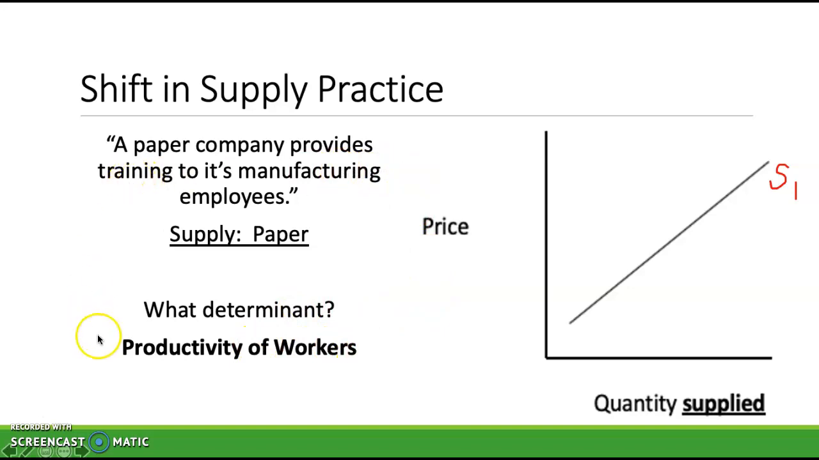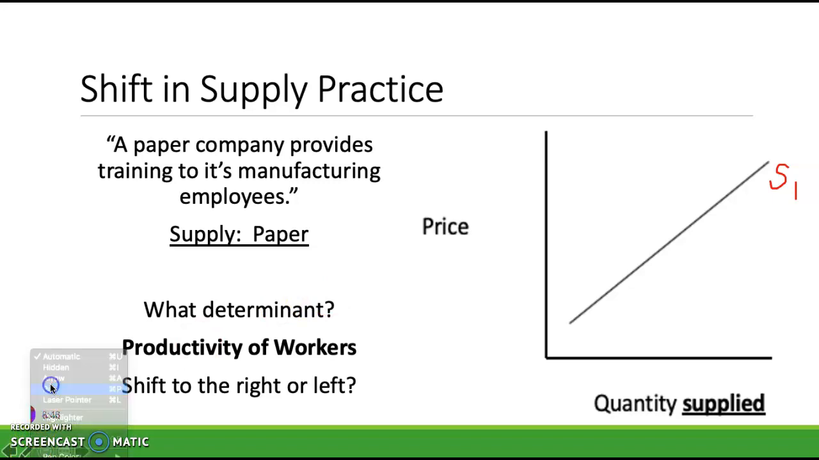If you're providing training to your workers, they are going to be more productive. So if your workers are more productive, more efficient, that's going to cause an increase in supply. So if we are increasing our supply, let me just get my pen out here. Again, whenever we are increasing something, it will always be to the right. So even though, again, this looks like it's going down, it's actually an increase in supply. So we draw an arrow to the right, draw our new supply curve, and then again, we are going to label that as S2. So this is showing an increase in supply.